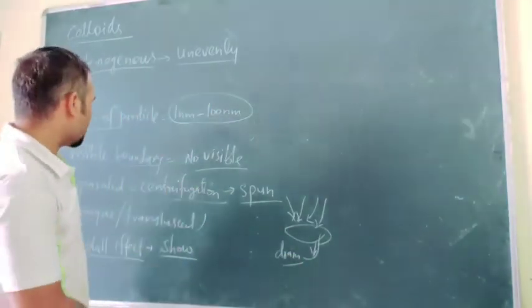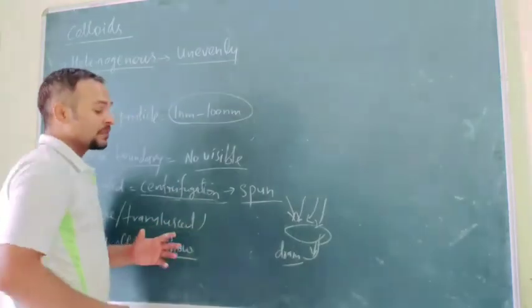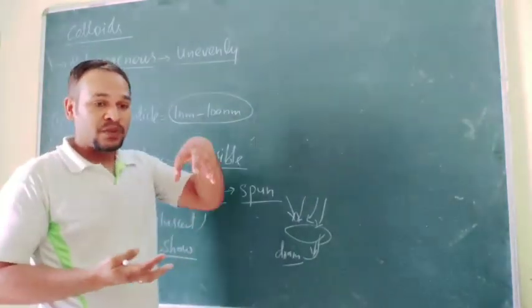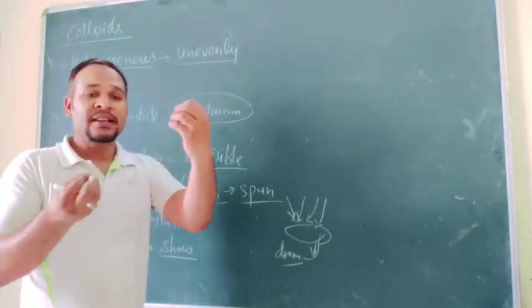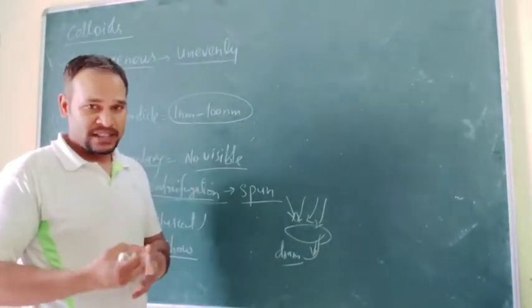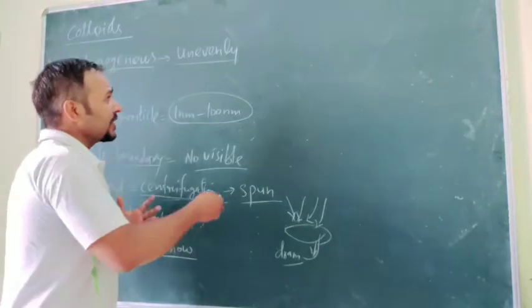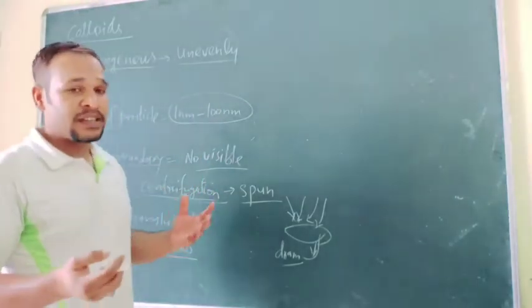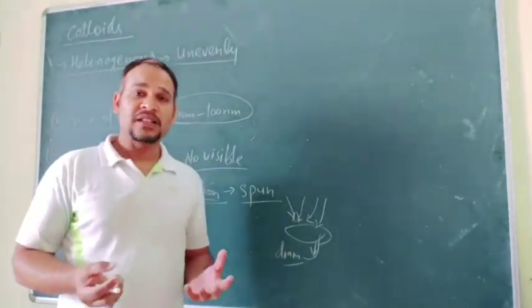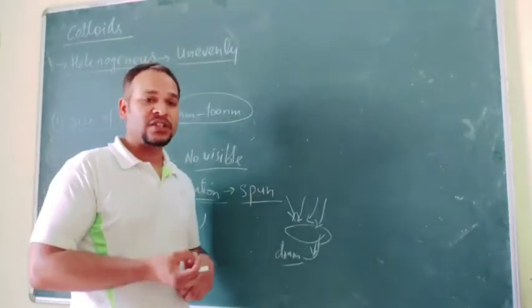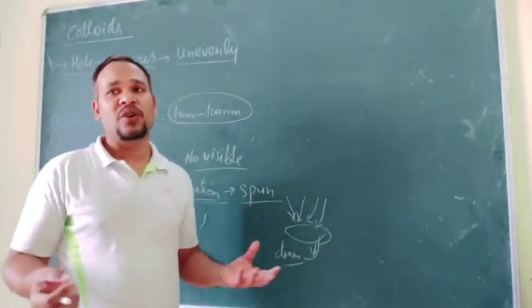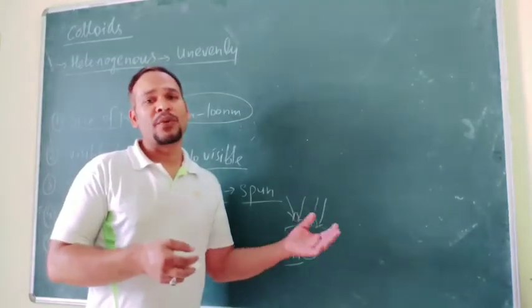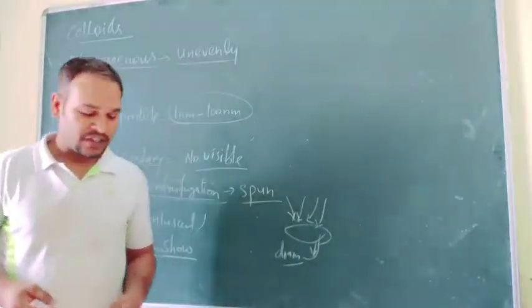Now, separation is by centrifugation. That means the separation of colloid particles. We cannot separate colloid particles by sedimentation or by filtration. Similarly, in the case of a solution, we cannot separate the particles by filtration, centrifugation or sedimentation. Why? Because they are very small, and we have to go for evaporation and condensation, etc.